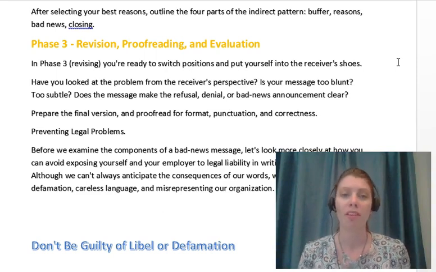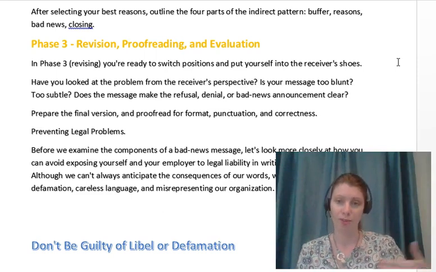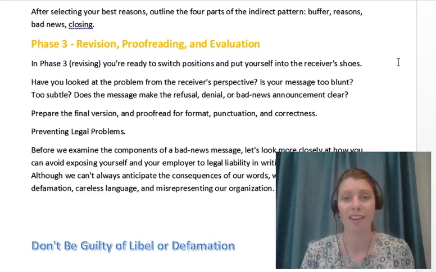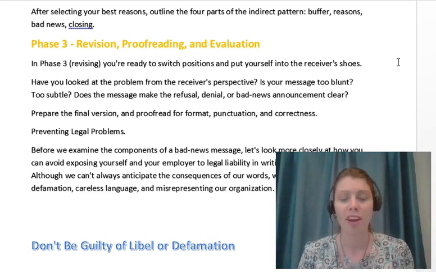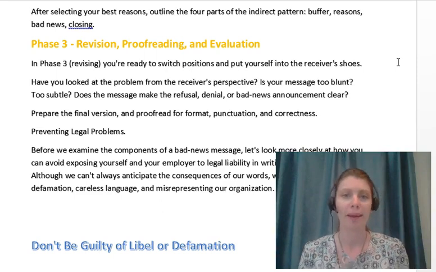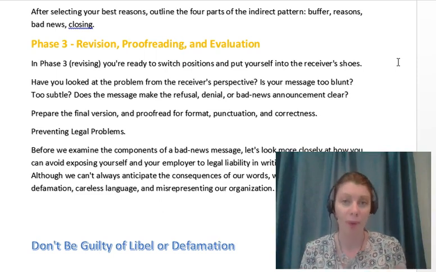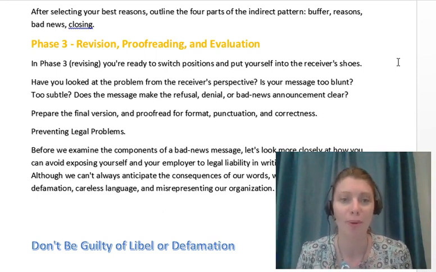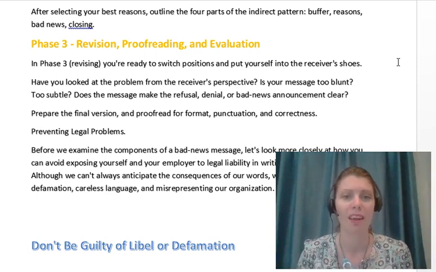These are important things to think about after you've written your bad news and to review about your letter before you send it. Prepare your final version, proofread it, format, punctuation, correctness of the message, and making sure that you've done all these things. Also, as a reminder, be careful to look for legal issues that might exist. Remember to avoid these legal problems.